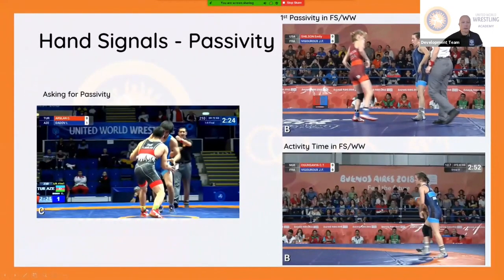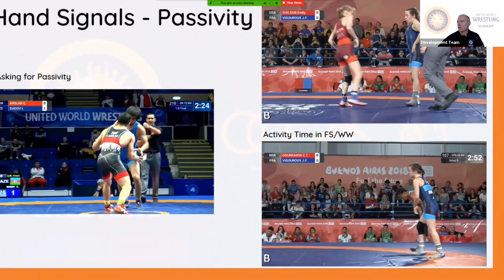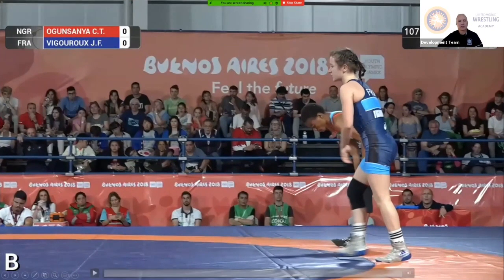Next is when we're putting them on activity time. And again, for those of you that were able to watch the webinar with Ibo and Nona on freestyle passivity, they discussed this as well in that webinar. The process now of putting the wrestler on the activity time is using two hands. Now, we do have the same blue wrestler, but we do have a different red wrestler. So this is a different match than the one you just saw.